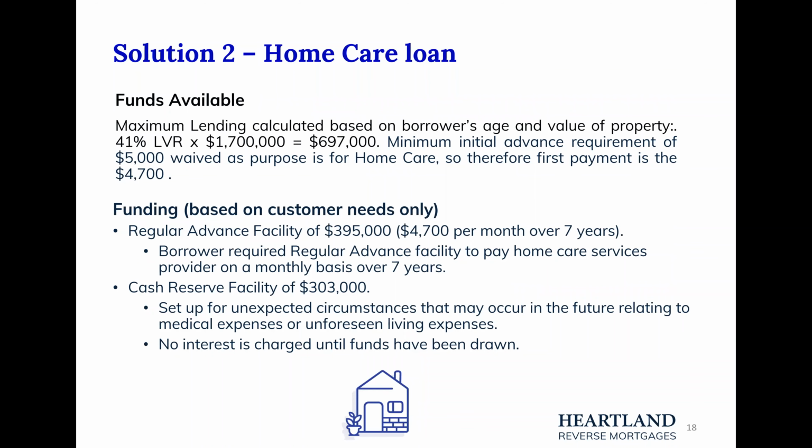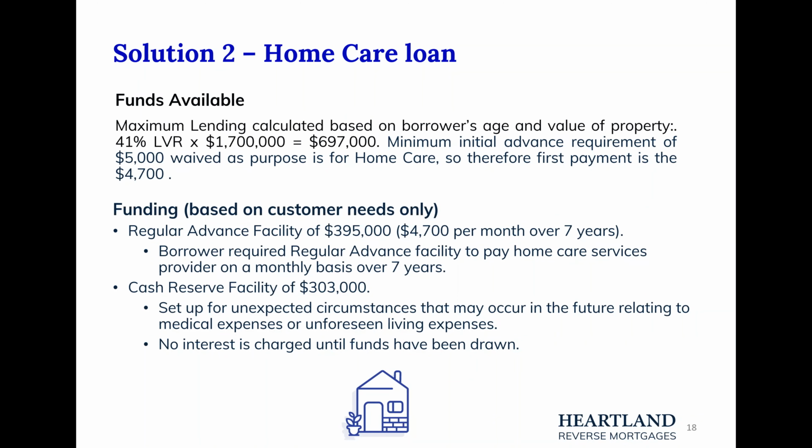So for the solution for this one, we need to determine what the LBR is. So the maximum lending calculator is based on the borrower's age. So it's age minus 45, which comes to 41%. Apply that to the property value, and that'll give you your amount. So she is basically maxing out her loan in this case. The minimum initial advance requirement of $5,000 is waived, as I mentioned earlier, as the purpose is for home care. So really the first payment is going to be that $4,700 required for home care.